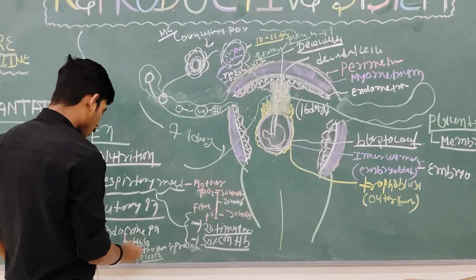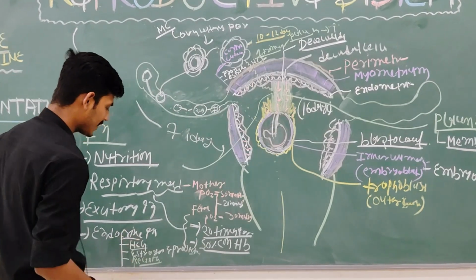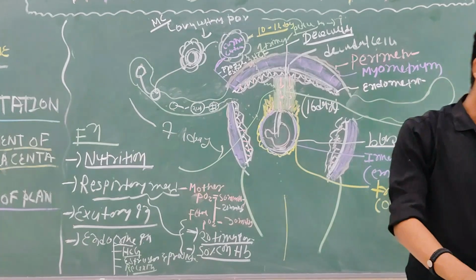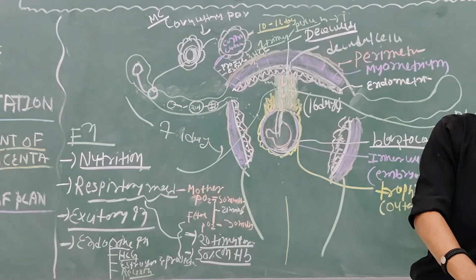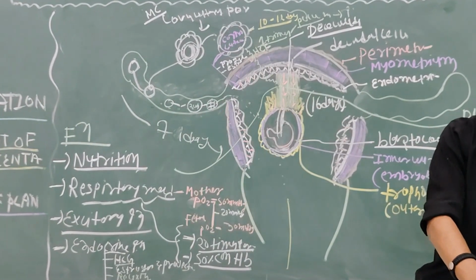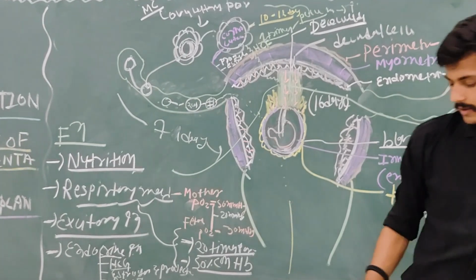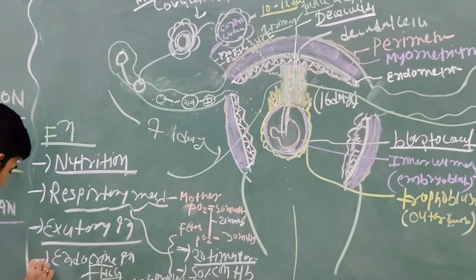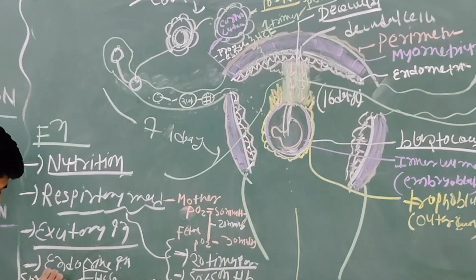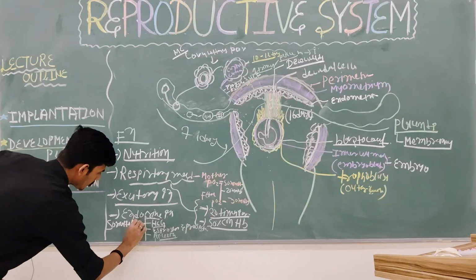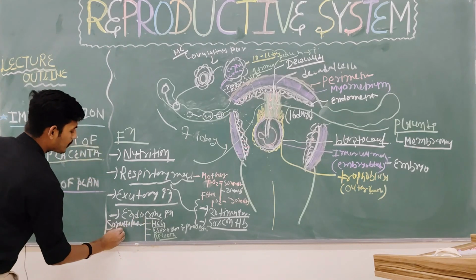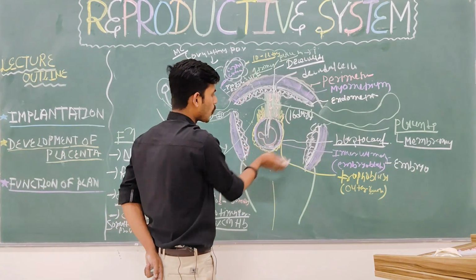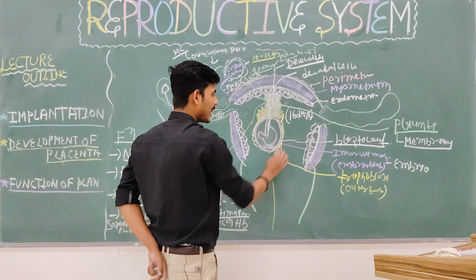The other hormone which is secreted by the placenta is called human chorionic somatotropin. Okay, write it down. This is like a prolactin hormone. It helps to grow the embryo.